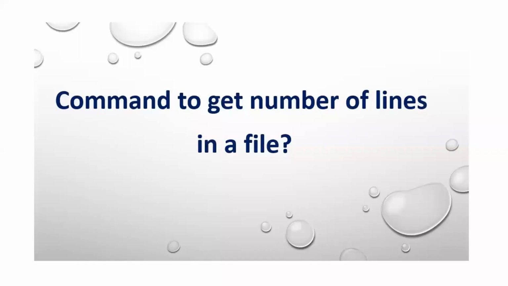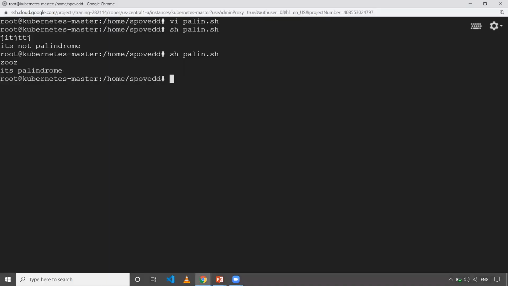And the command to get the number of lines in a file. It is very simple. Again, we have a command for that. So cat palindrome.sh. Then we have a command which is wc -l for the number of lines. So there are 7 lines in this one.